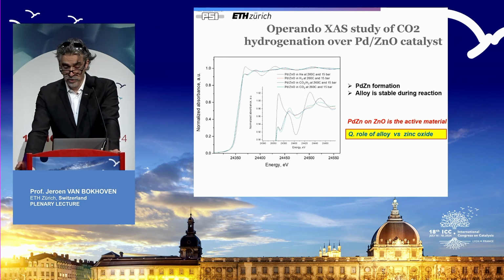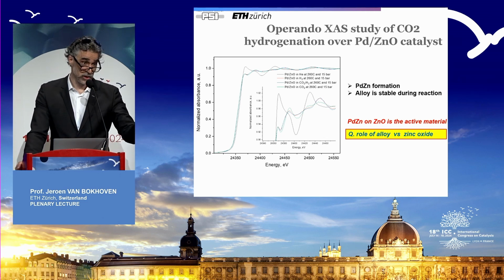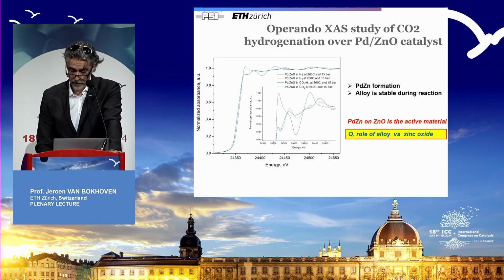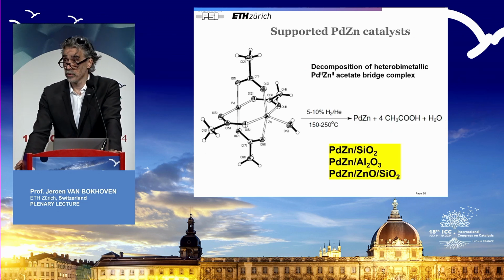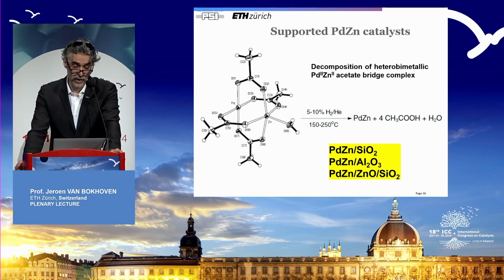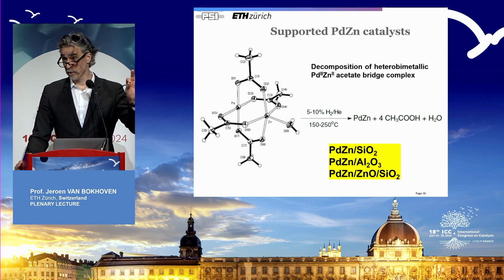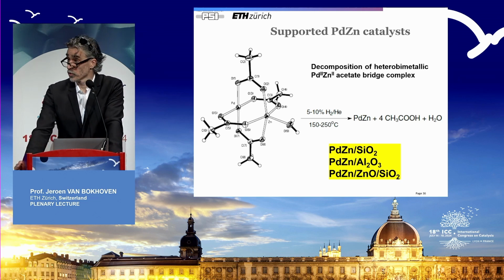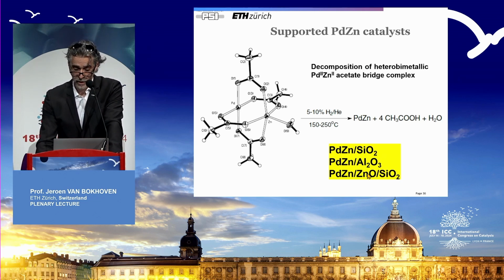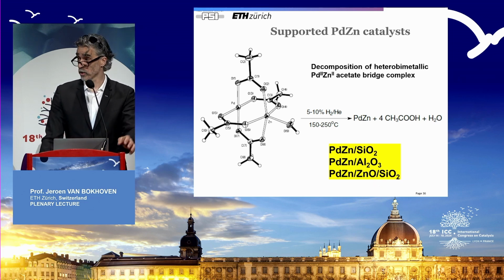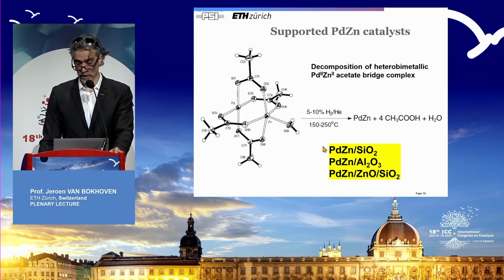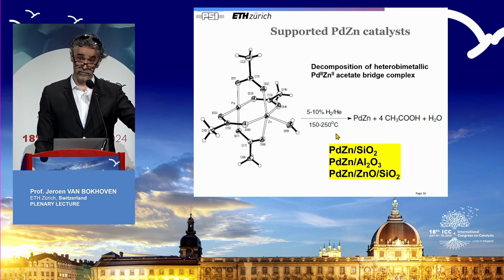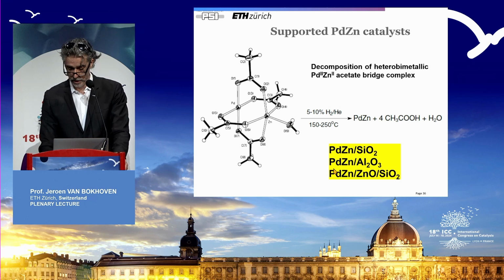So then, of course, the question is, what's the role of the alloy? And what's the role of the zinc oxide? That's still not really clear. So we try to use a little bit of smart synthesis, where colloidal particles of palladium zinc are synthesized and impregnated on an inert support, both on silica and on alumina. And in one of the systems, we added zinc oxide as a component. So we have a system where we have palladium zinc alloy particles on an inert support, and we have those particles in the presence of zinc oxide.